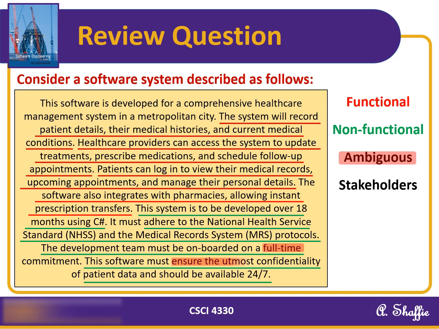Also, utmost confidentiality of patient data. This phrase is vague about the specific measures needed to ensure confidentiality. To remove ambiguity from this requirement, we might specify certain security protocols, like data must be encrypted using a certain encryption protocol, and I will name this protocol, or only authorized personnel may access patient data, and I can say they have to access this data through multi-factor authentication, for example.